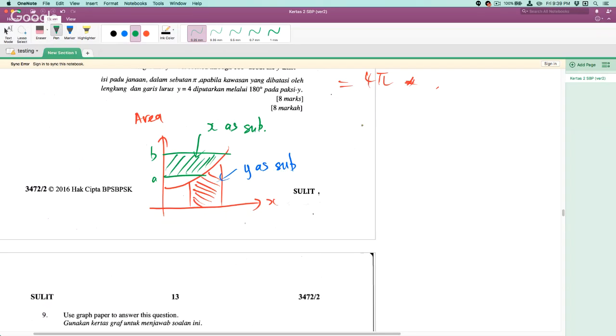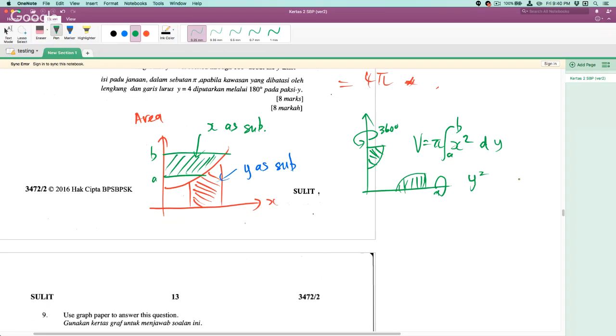Same thing for the volume. If I have one area here that rotates on the y-axis 360 degrees or 180 degrees, if you rotate on the y-axis you want to make x squared the subject. If this rotates on the x-axis, you want to make y squared the subject, because of the formula pi, a to b, and then this will be dy, and this one the same thing, it will be dx. I hope I do answer your question, Fumi.